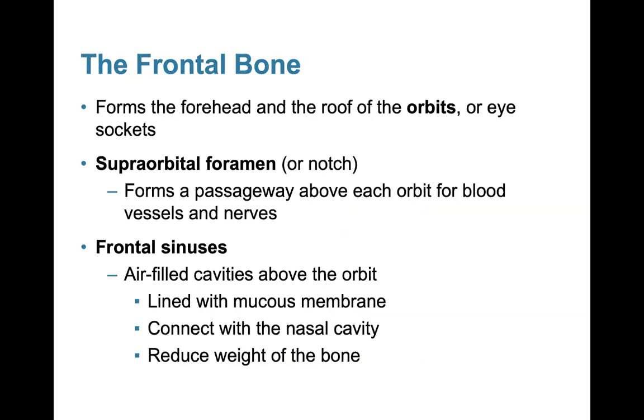So the frontal bone is going to form the forehead and the roof of the orbits or the eye sockets. The supraorbital foramen or notch forms a passageway above each of the orbit for blood vessels and nerves. The frontal sinuses are air-filled cavities above the orbit. They're lined with mucous membrane. They connect with the nasal cavity and they reduce the weight of the bone.